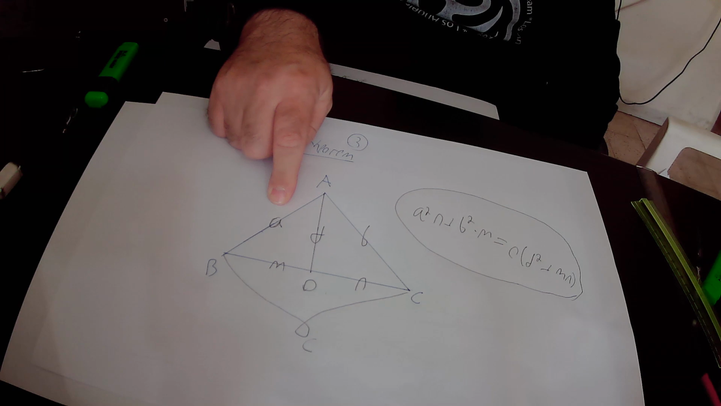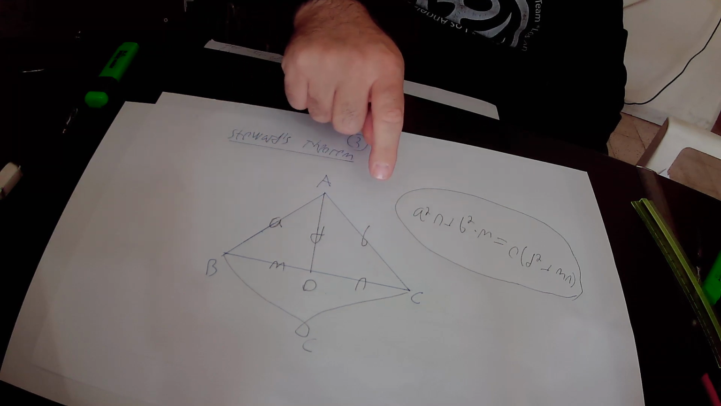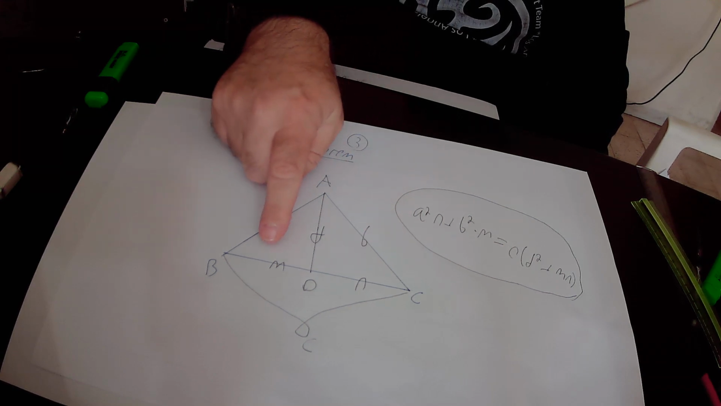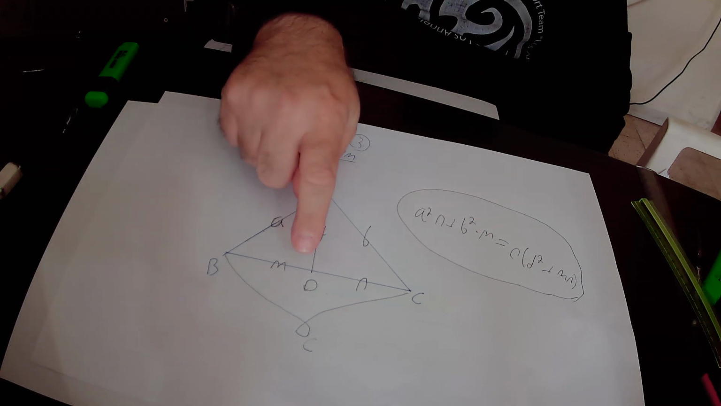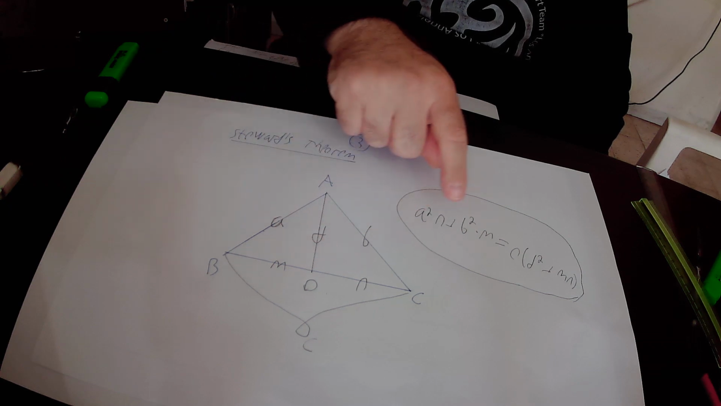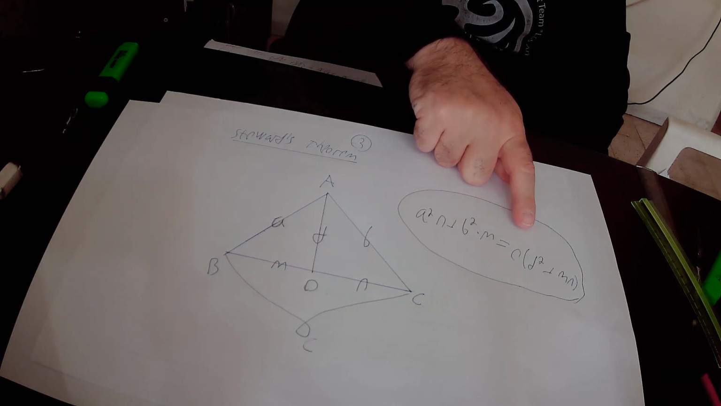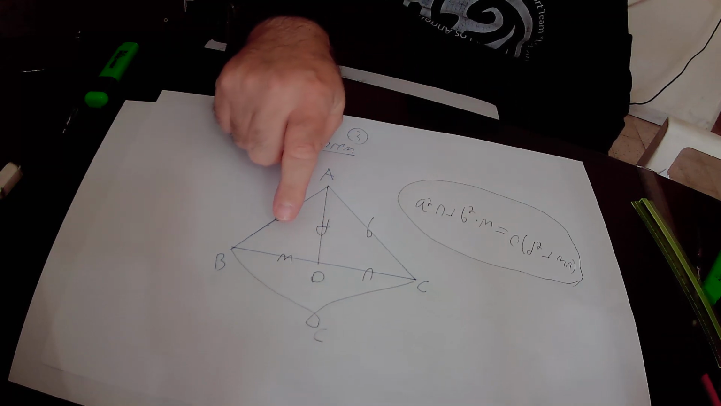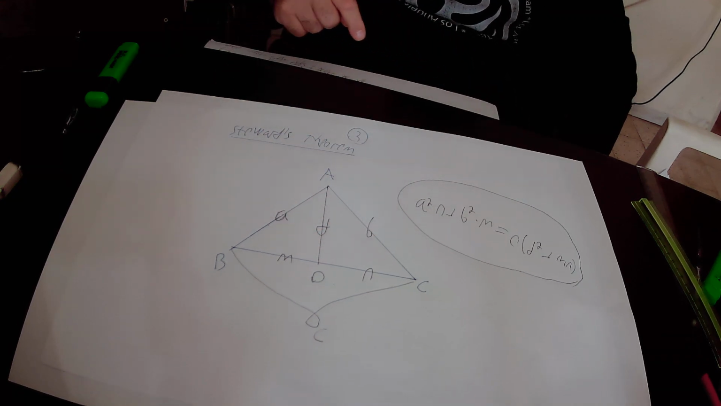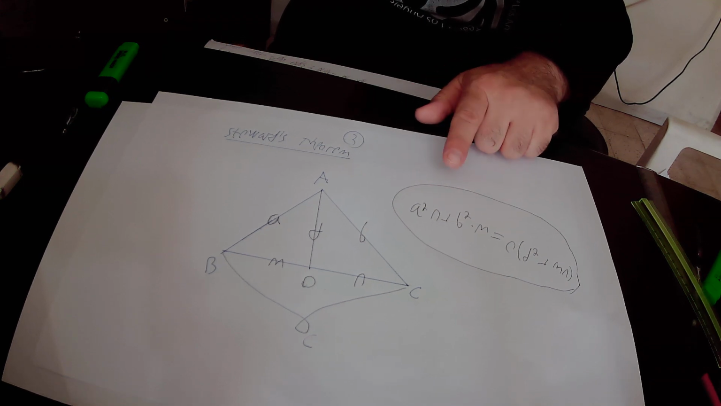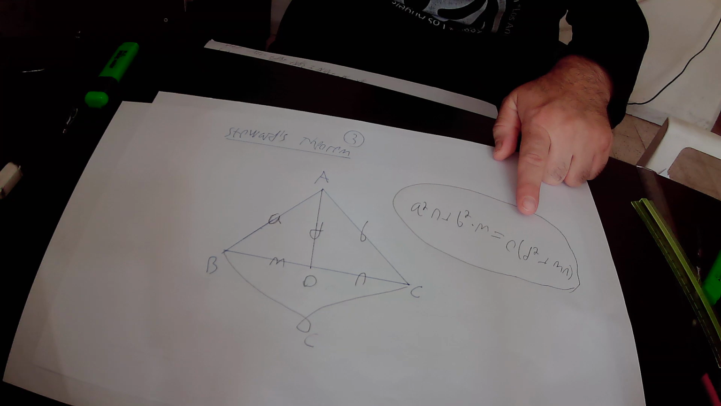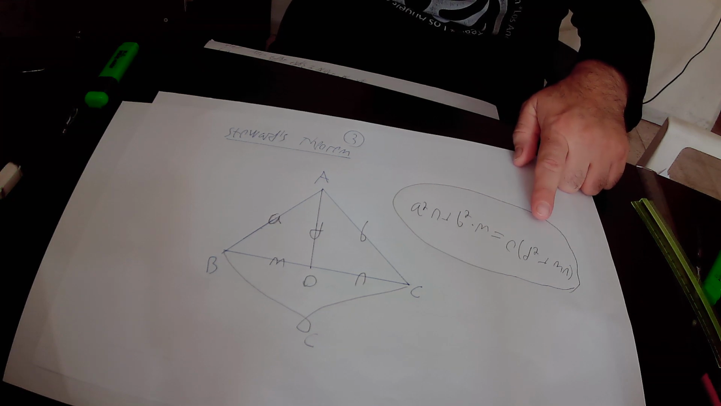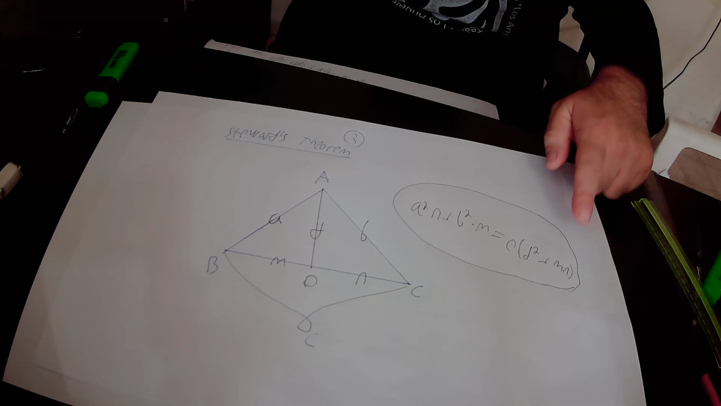A squared times N plus B squared times M equals C, and in the brackets we have D squared plus M times N.